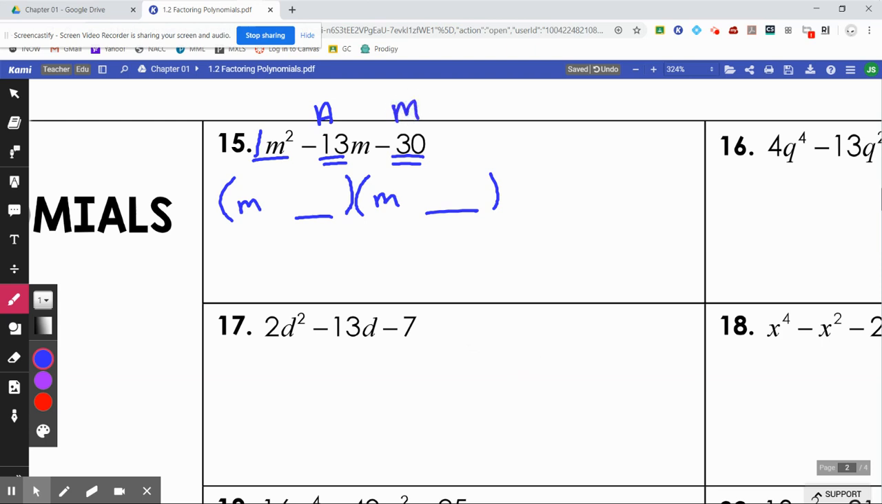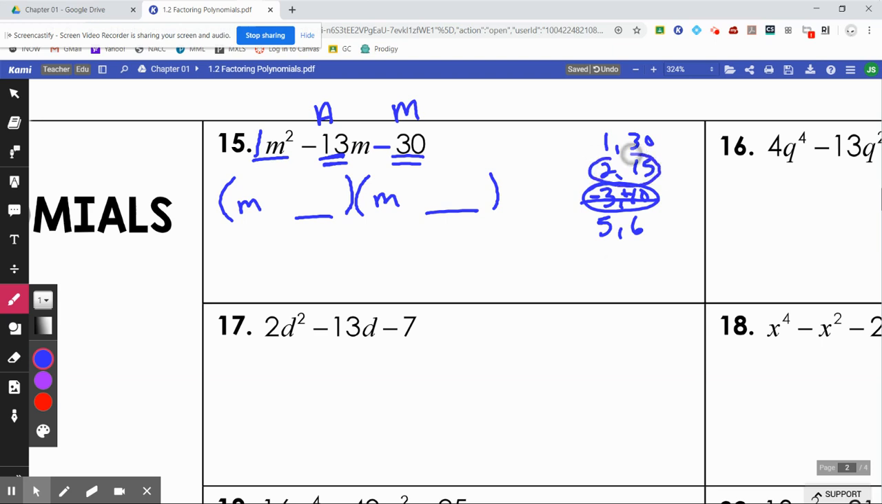I like to start over here with a 30. What numbers multiply to give you 30? If you need to make a list, 1 and 30, 2 and 15, 3 and 10, 5 and 6. However, the same two numbers have to add or subtract to give you 13. And I know these two numbers add to give you 13. So now we've got to get our signs right. There's a problem there because it has to multiply to give you a negative 30. That means that one of them has to be negative, one of them has to be positive. So I don't think that's going to work.